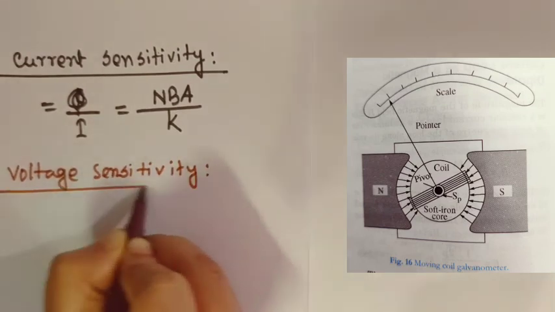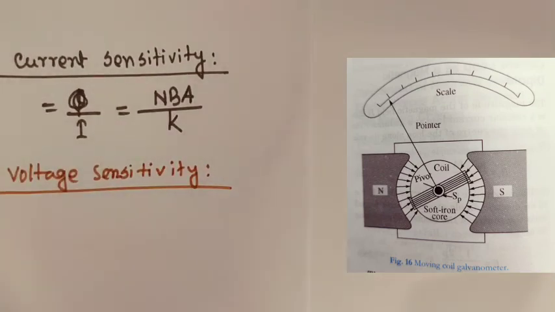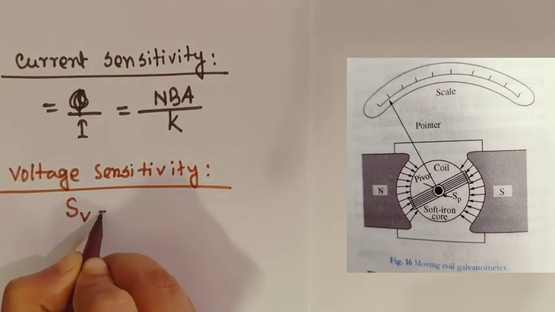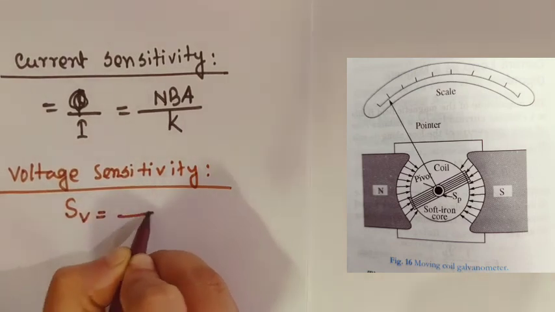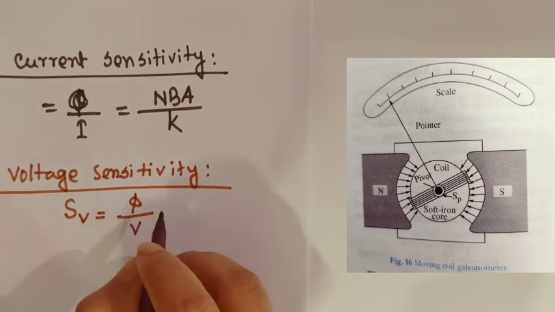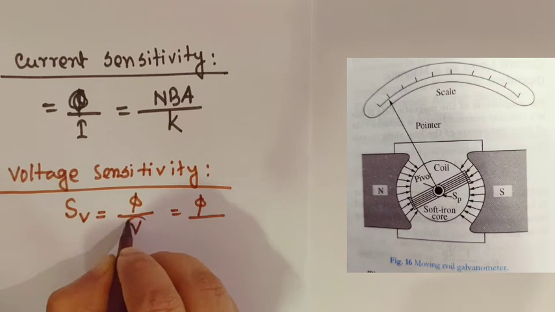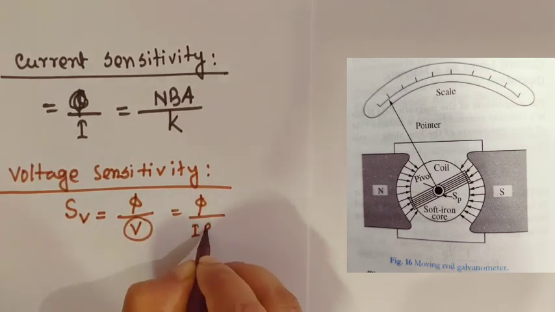Voltage sensitivity. So what is the voltage sensitivity? Voltage sensitivity of a galvanometer is defined as the deflection produced in the galvanometer per unit potential difference applied to it. If we write voltage sensitivity as SV, we can write it as phi by V. Now, what is the value for V? V is IR.